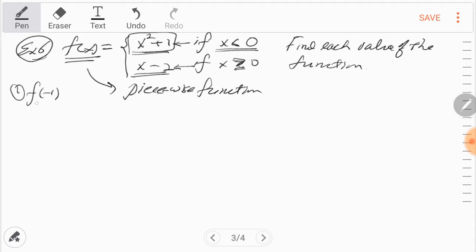So, okay, f of negative 1, then x is negative 1. The input is negative 1. And negative 1 belongs to where? Negative 1 belongs to the first.